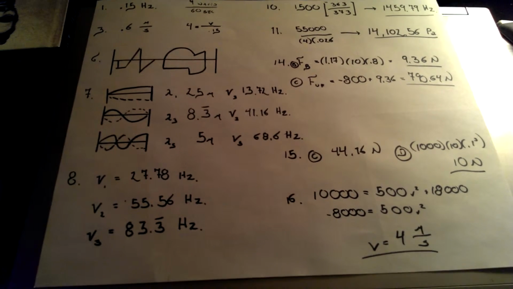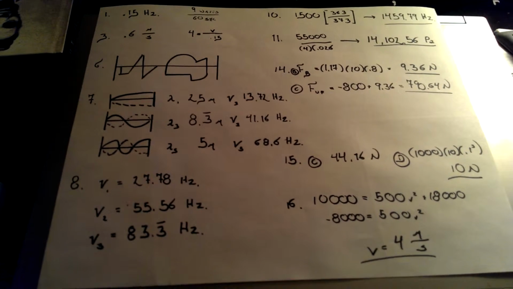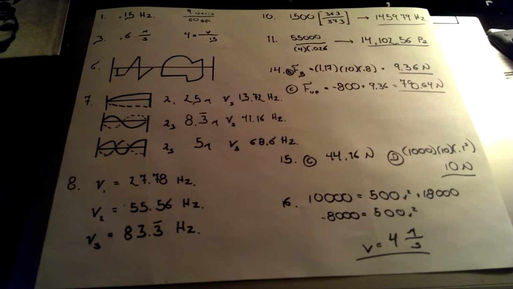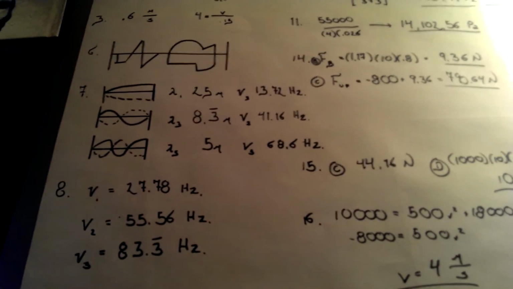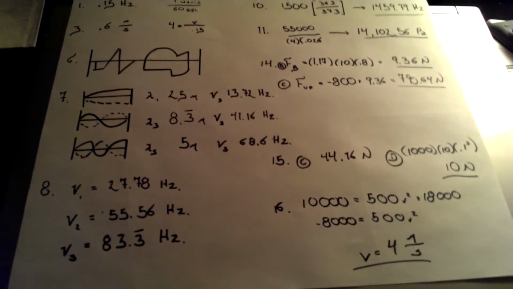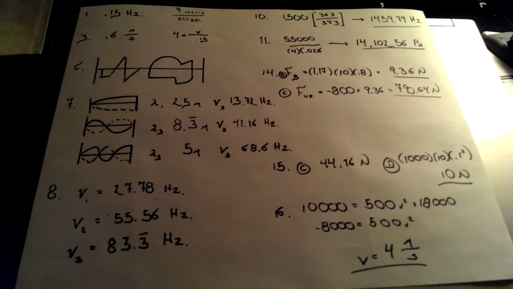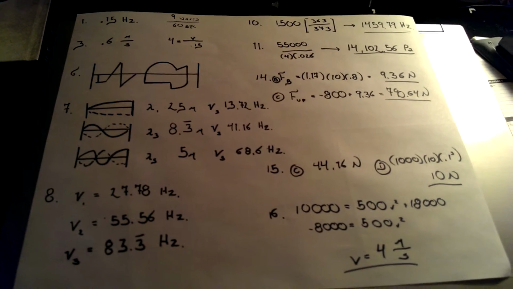And then for the next one, you're just taking velocity, which is 343 meters per second, over the wavelengths. And when you do that, you get the answers shown there. For 8, we're just trying to find the frequencies. So the frequencies are all velocity over wavelength.